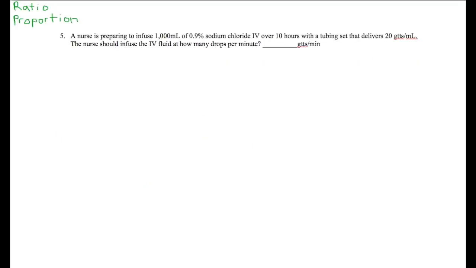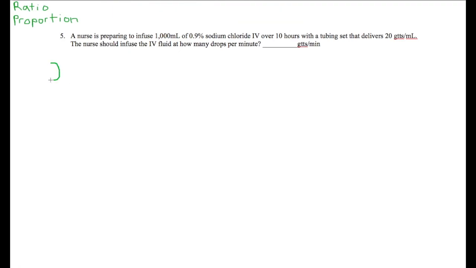For problem number 5, we have a nurse that is preparing to infuse 1,000 mils of 0.9% sodium chloride IV over 10 hours with a tubing set that delivers 20 drops per mil. The nurse should infuse the IV fluid at how many drops per minute? I want to stress that this method is not the best method to use for IV drip rates and actually takes 3 steps to solve. I encourage you to watch the IV calculations video in your math module in Canvas. This would be a good place to pause if you would like to try and solve this problem on your own before I work it out.